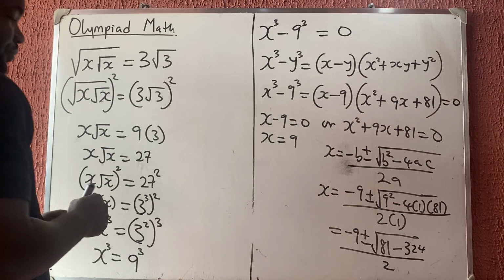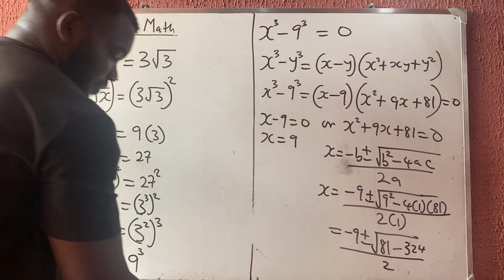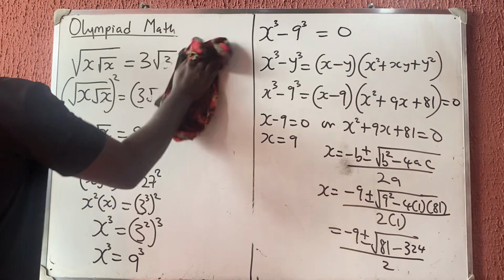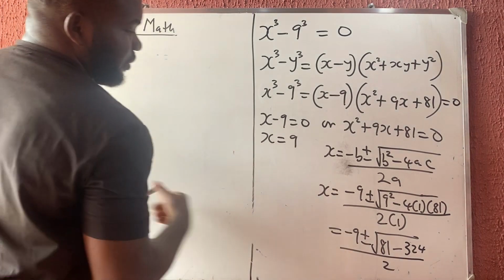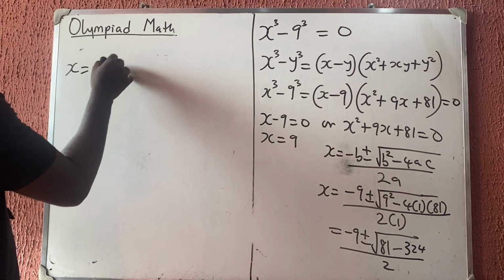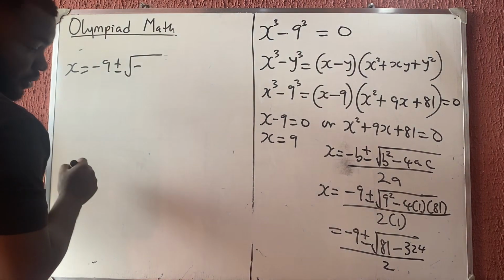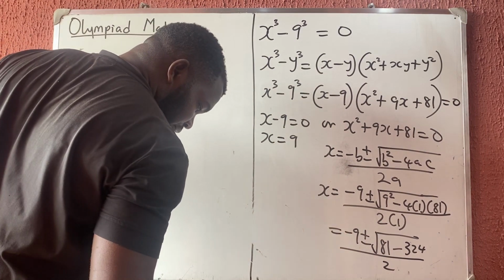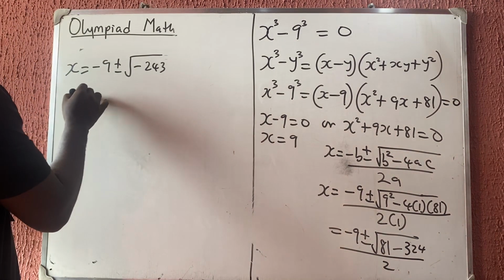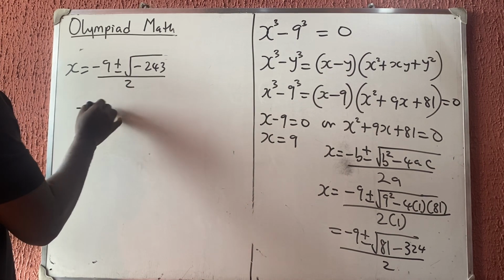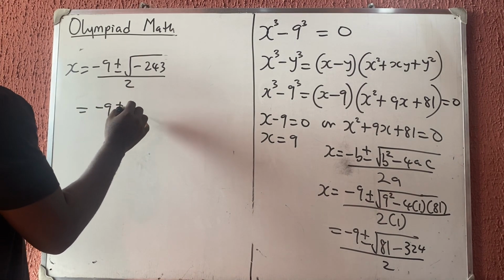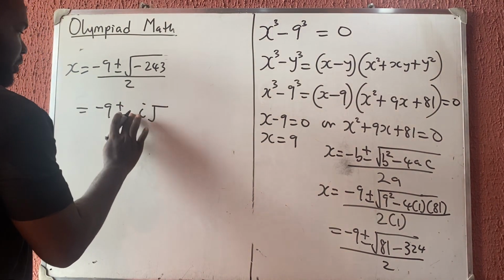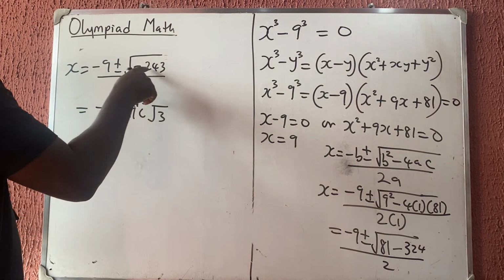So to finish it up, you're going to have minus 81, 243. So let me clean here to finish it up. So I'm now having that x is equal to minus 9 plus or minus the square root of minus 243. Does it have square roots? Yes, all over 2. So I'm having that this is equal to minus 9 plus or minus 9i root 3. Breaking this down, let me show you.